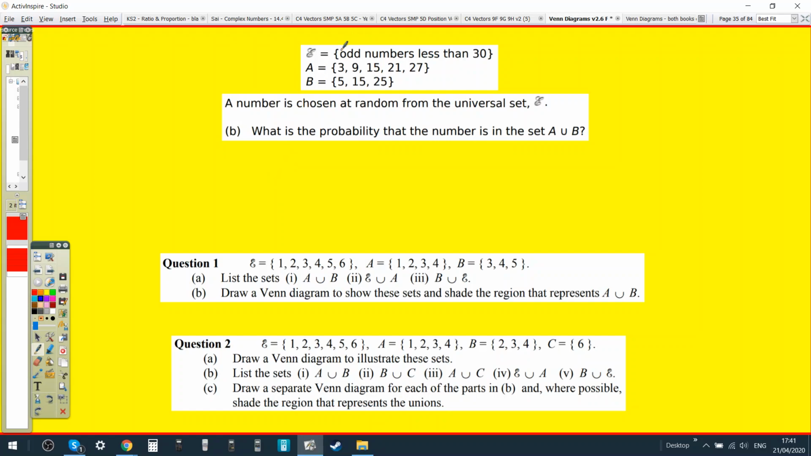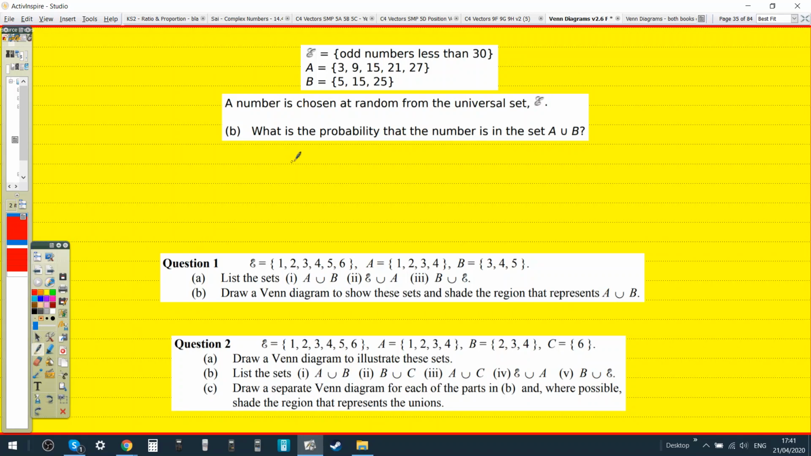So how many odd numbers are there that are less than 30? So half of all numbers are odd. So how many odd numbers are less than 30? Half of all numbers are odd. So it'll be half of 30.